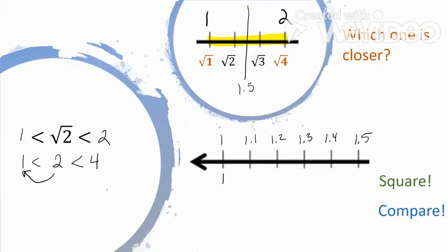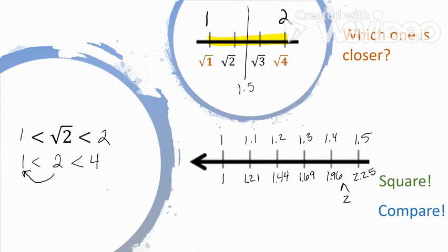1 squared is 1. 1.1 squared is like 11 squared, so it's 121, but it's 1.1, so it's 1.21. 12, 144, so it's 1.44. 13, 169, so it's 1.69. 14 is 196, so it's 1.96. And 15 is 225, 2.25. So now I can see that I'm between 1.96 and 2.25.